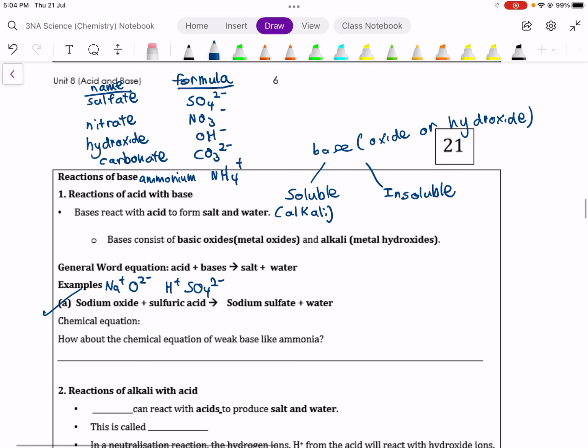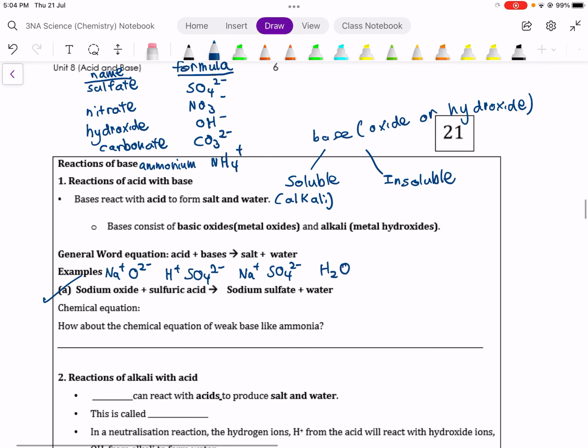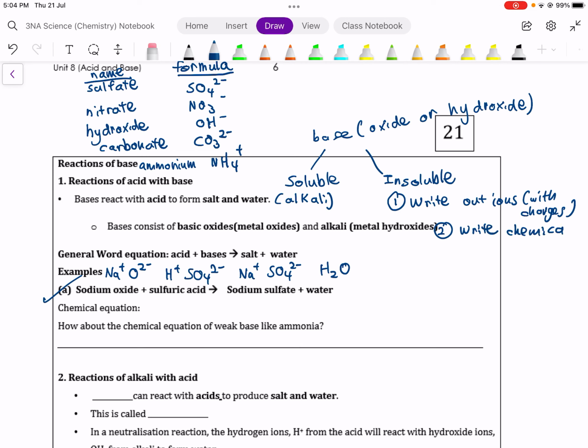So back to the chemical equation. This is Na+, SO4 2-, and then water, since it's just a molecule, will be H2O. So what do I do next? Step number 1, as you can see, I write out the ions first, of course with charges for ions. Step number 2, I write the chemical formula, because before I can balance, the chemical formula must be right. Lastly is to balance the equation.